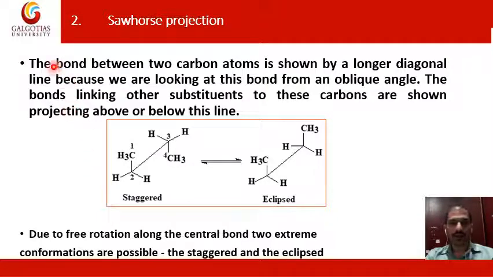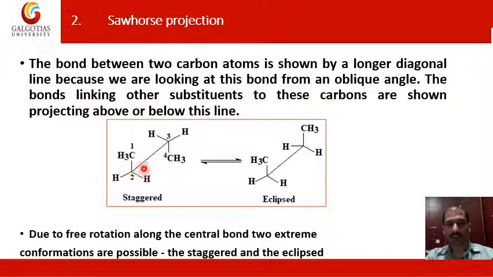So here, the bond between two carbon atoms is shown by a longer diagonal line, because we are looking at this bond from an oblique angle. The bonds linking other substituents to these carbons are shown projecting above or below this line. So what is the meaning of this?